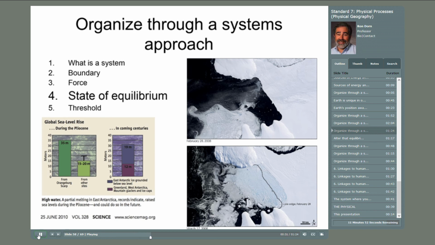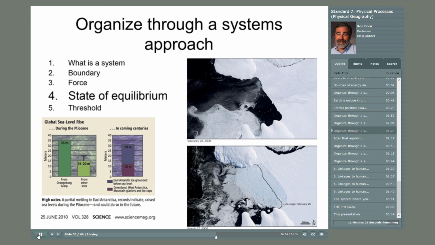that the last time the Earth was completely ice-free, didn't have glaciers over Antarctica or Greenland, was a period called the Pliocene, about 4 or 5 million years ago. And during the Pliocene, there's evidence that sea level was between 15 to 35 meters higher.